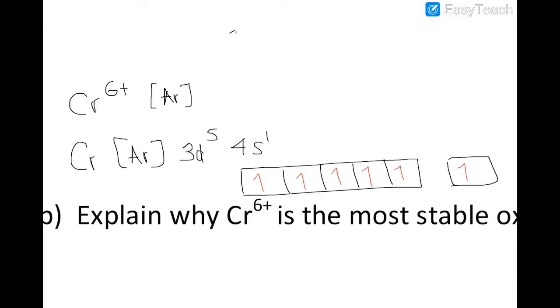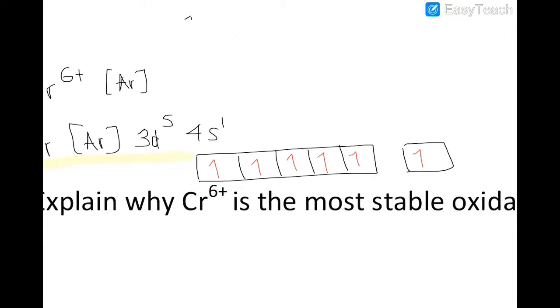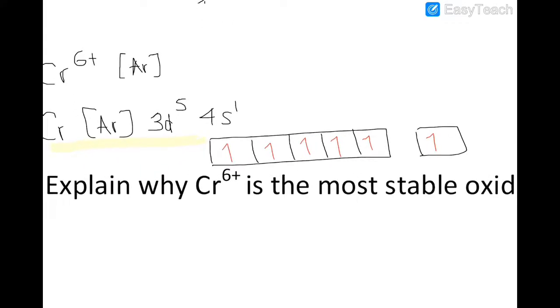So if we have to explain why chromium 6+ is more stable, if we look at chromium here, it has the electrons filled in the 4s and the 3d subshell. If you have to form Cr6+, then it would be losing all these 6 electrons. And when it loses these 6 electrons, the 3d and the 4s become empty. So an empty orbital is going to be stable, because then everything that is before is going to be completely filled.